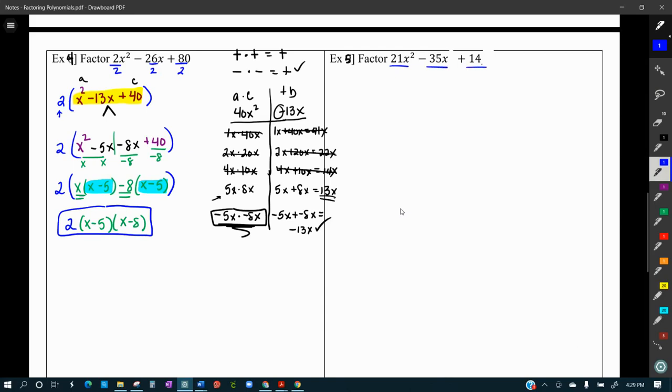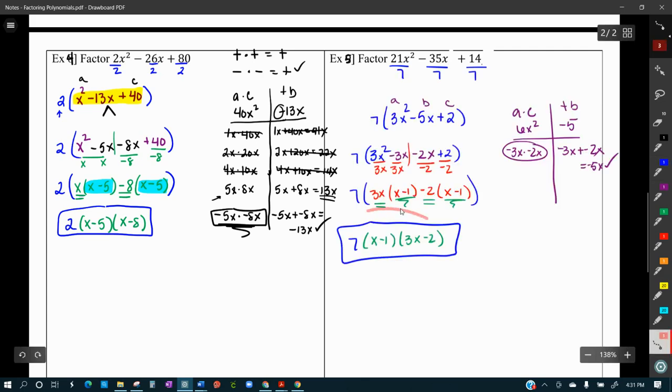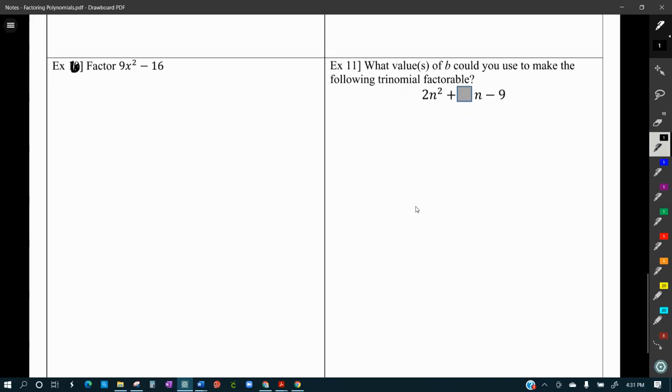And there is a common factor between 21, 35, and 14. Pause the video, try example 5 on your own. And here is your factored form for example number 5. So now I'd like you to try example 6.